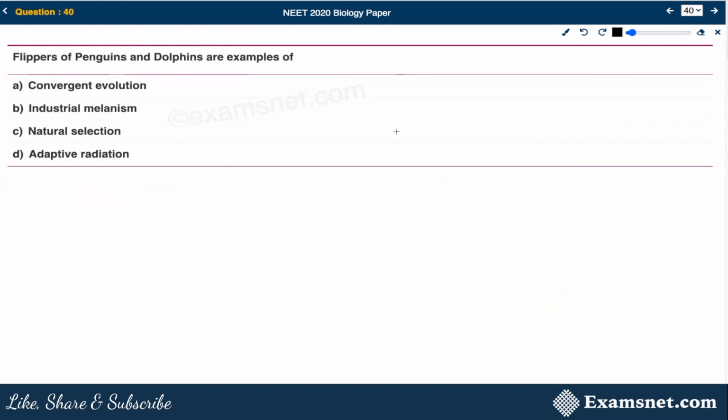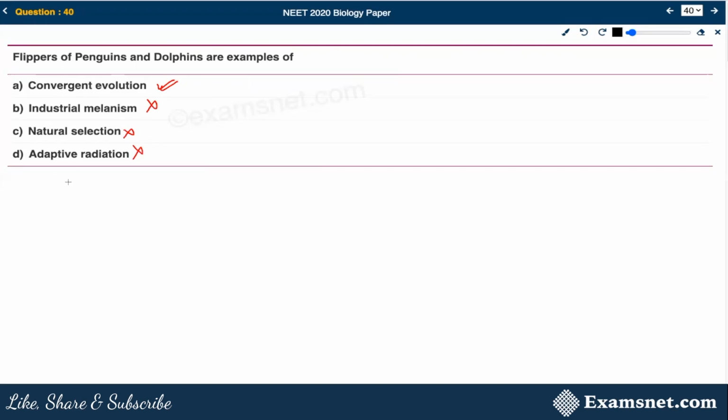Now moving on to the next question. Flippers of penguins and dolphins are an example of what? They are actually analogous organs, and analogous organs are those organs that are the result of convergent evolution. So out of all the options, industrial melanism won't be an answer, natural selection, adaptive radiation, no.